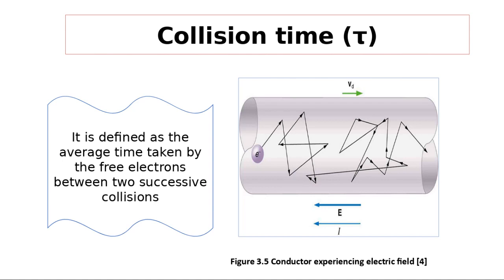So that time is the collision time, and it is defined as the average time taken by a free electron between two successive collisions. So is it clear what collision time is and why we are talking about average time? Because all the collisions taking place between the electrons have different times, so we are taking the average time, and it is the collision time.